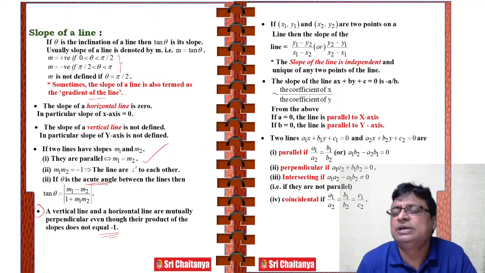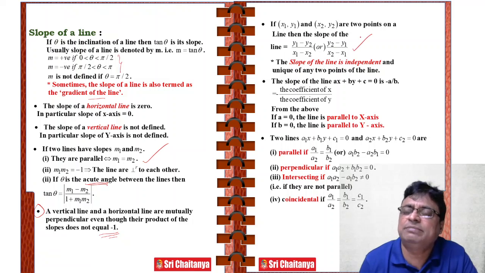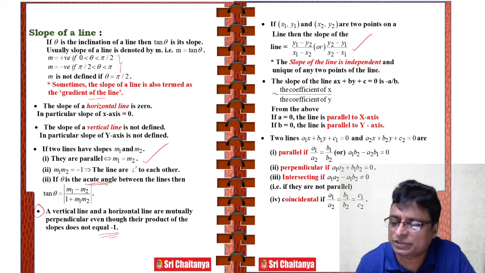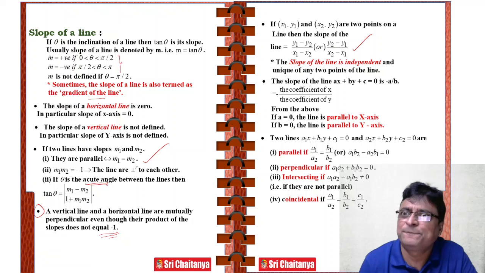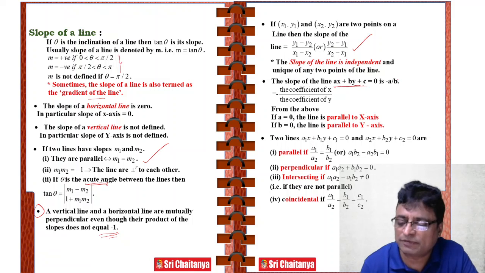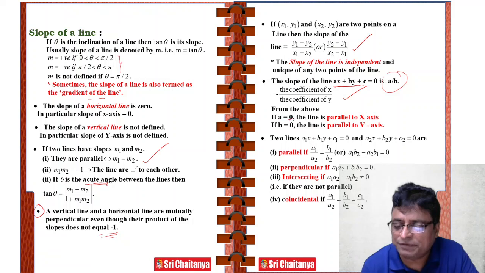Next, if two points (x1, y1) and (x2, y2) are given, this is the formula to find the slope of the line joining the two points: (y2 minus y1) by (x2 minus x1), or (y1 minus y2) by (x1 minus x2). Another important one: if this is the general equation of the line ax plus by plus c equal to 0, then the slope of the line is minus a by b, that is, minus coefficient of x by coefficient of y. If a equal to 0, that means the coefficient of x is 0, the line is parallel to the x-axis, and if b equal to 0, then the line is parallel to the y-axis.